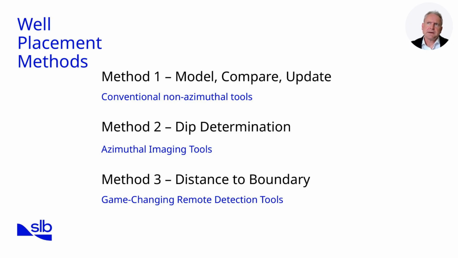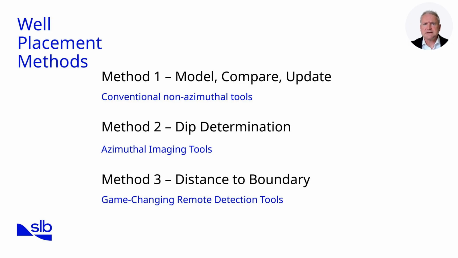Method 2, dip determination. This uses azimuthal imaging tools to calculate the dip angle of formations while drilling. By understanding the structural dip in real time, we can adjust trajectory with much higher confidence, particularly in layered or dipping reservoirs. Method 3, distance to boundary.